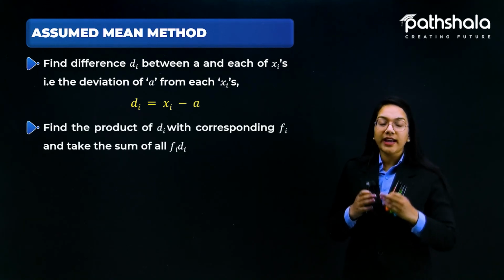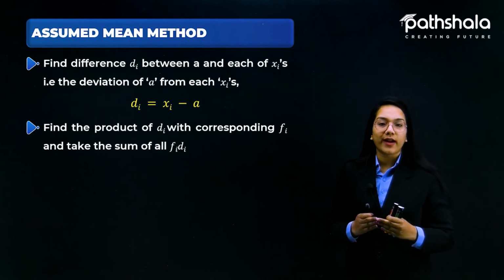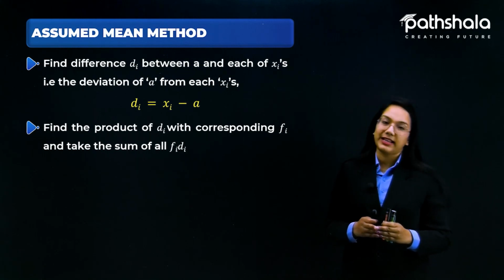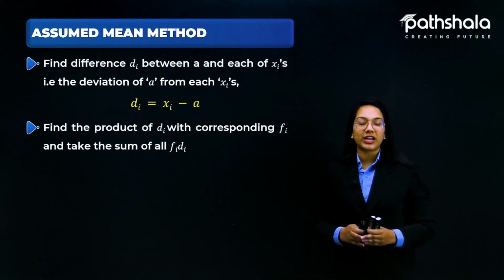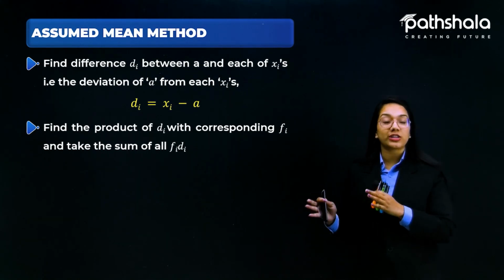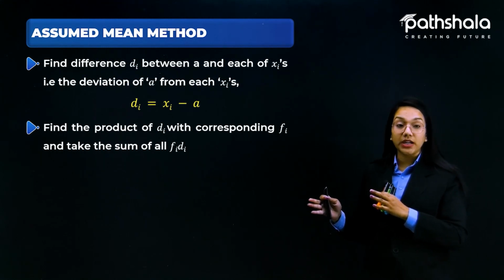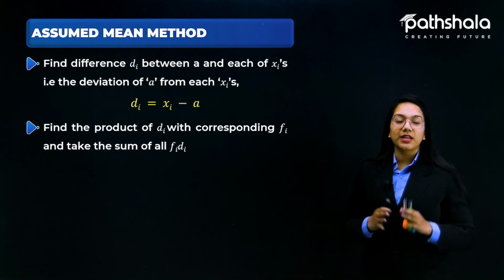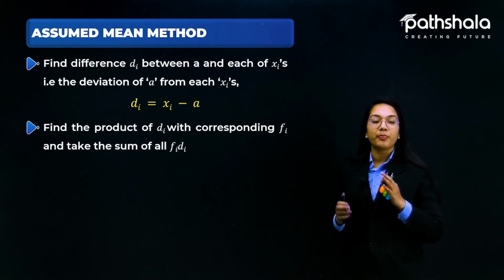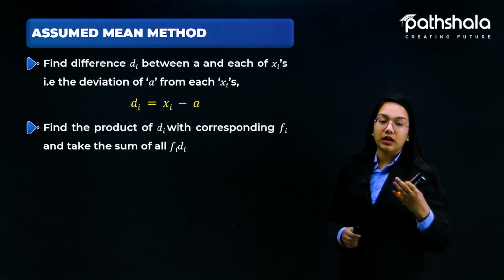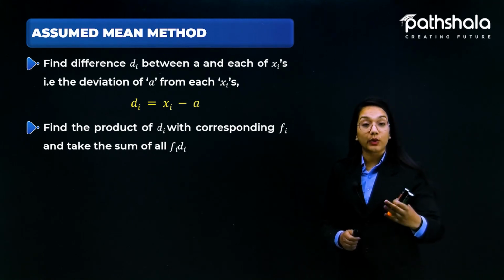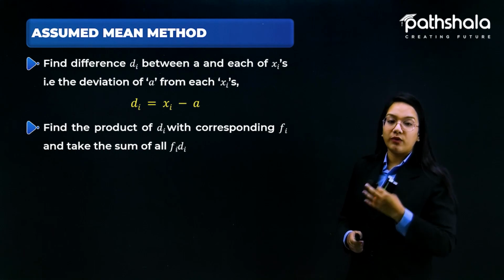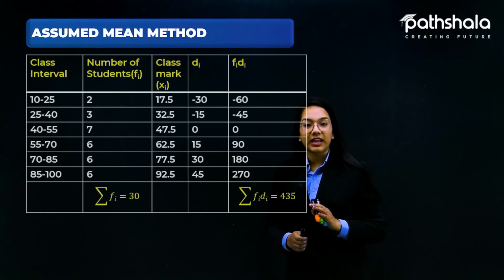So the next table should be of the form: find the product of di with the corresponding fi and take the sum of all fi di. Let us suppose I'm taking an example of the previous question that we did for the direct method, with the same table that has the class intervals and the frequencies, meaning the number of students that have the marks. Let us take that question again.